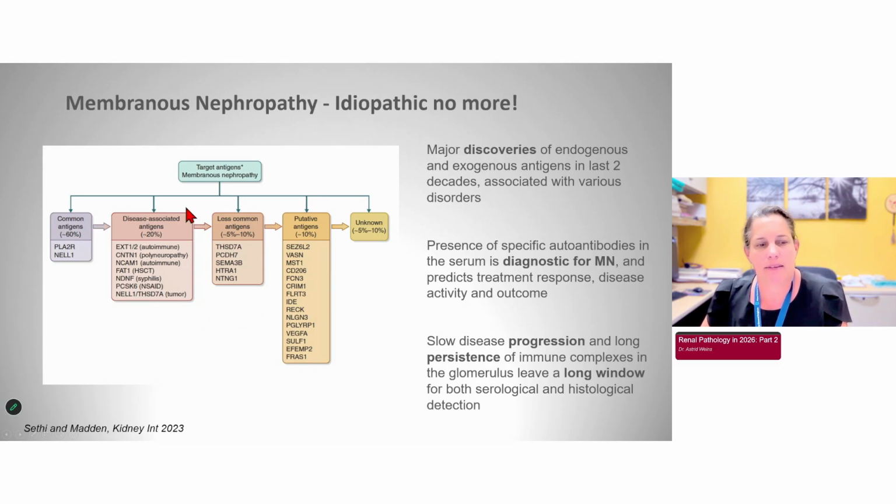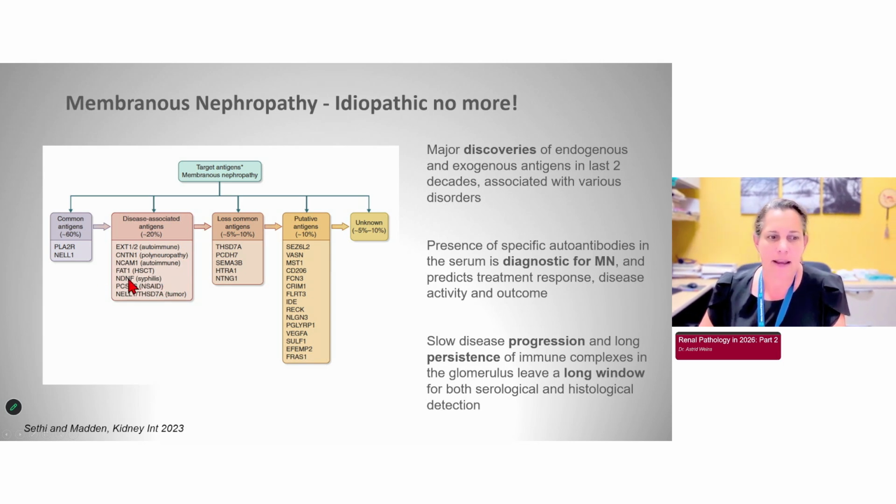We have not gotten this one to work yet, but we're working on it. But I think as more of these molecules become available as antigens, testing should be done, because as you can see here, they're actually associated with very specific things like NDNF. We've had several cases associated with syphilis. So you might want to know that your patient might have syphilis and develop membranous as a result of that, or might have a tumor or a systemic autoimmune disease or a stem cell transplant that might have caused this particular pattern of injury.